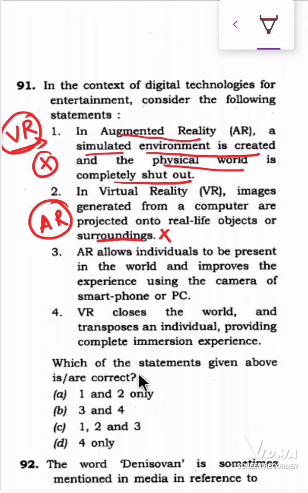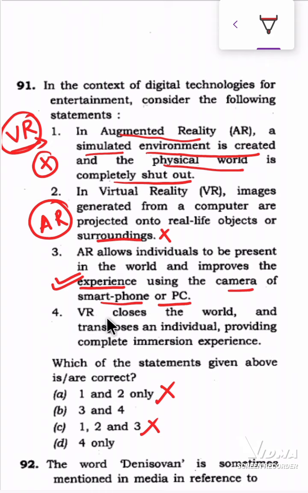So statements 1 and 2 are both wrong. Let's read statement 3. Augmented reality allows an individual to be present in the world and improve the experience using the camera of the smartphone or PC. That's absolutely right. Actually, it allows such a thing. It allows improving the experience using the camera and smartphone.